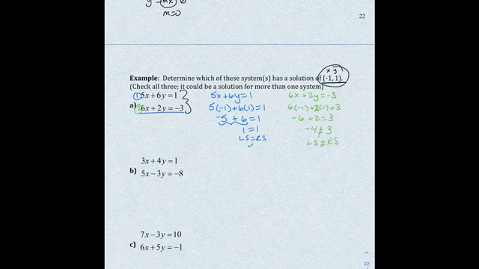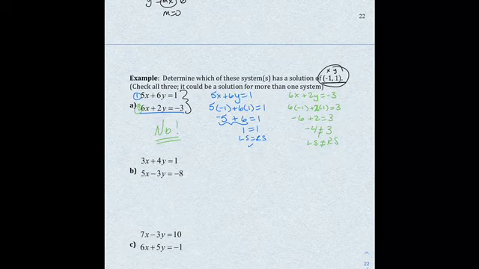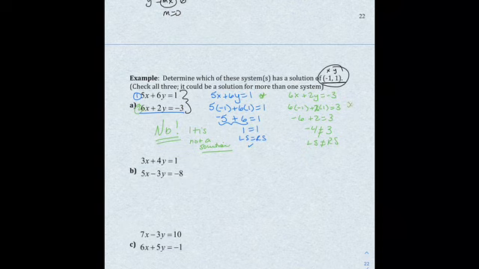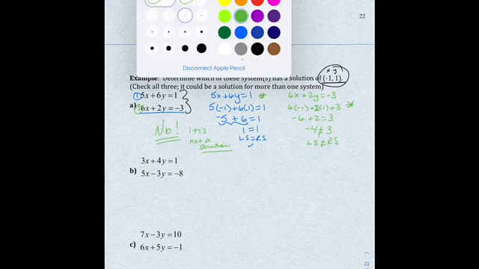So is -1, 1 a solution to that system? No, it is not. Okay, that is the answer. No, it is not a solution. I know that -1, 1 is on this first line somewhere. It's on the blue line, the 5x plus 6y equals 1, but it's not on the green line at all. Okay, let's look at the next one.